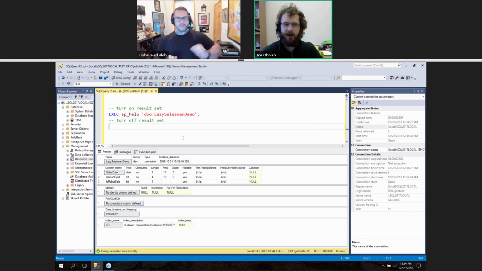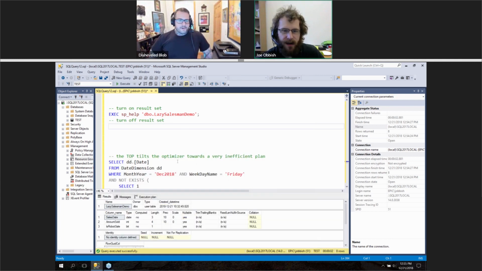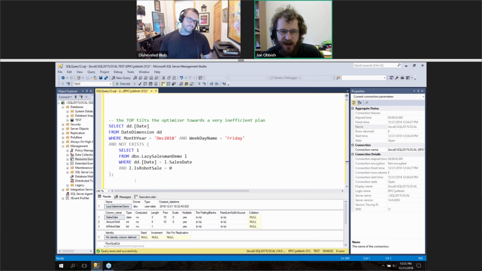I have a very simple table here, 3 columns: sales date, the amount sold, and was it a robot sale? So I employ both robots and non-robots. Some of the robots make sales too. There are no indexes except the column store. So I have a column store index defined on my table. Now, I have some suspicions about my non-robot workers. I feel like when we get to the last month of the year on Friday, they don't work very hard. So I'm going to write a query where I want all of the Fridays of this month where I didn't make any sales that were by a human, right?